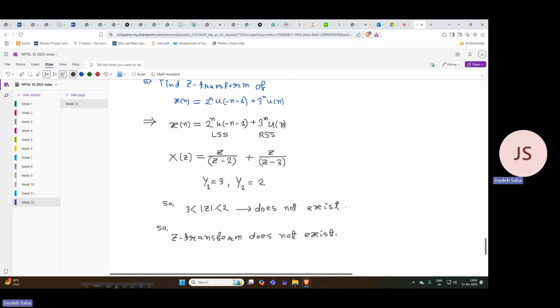Okay, so have a look on this solution. Take 2 minutes, have a look. If there is any confusion or query, please ask. Then we'll proceed for the next problem. Take 2 more minutes and try to understand what we have done till now. How this Z transform does not exist.